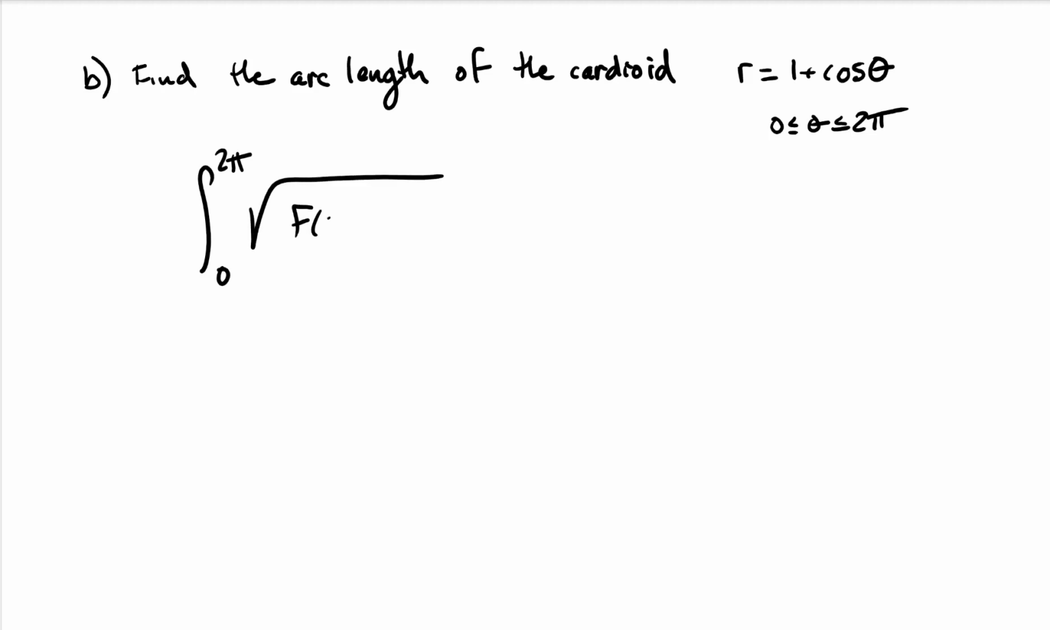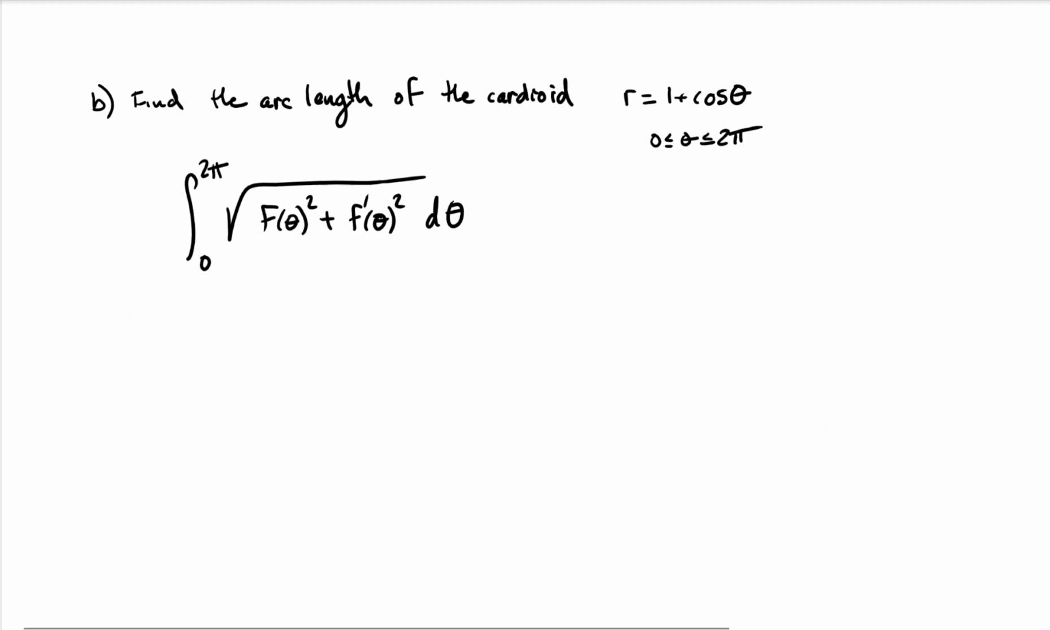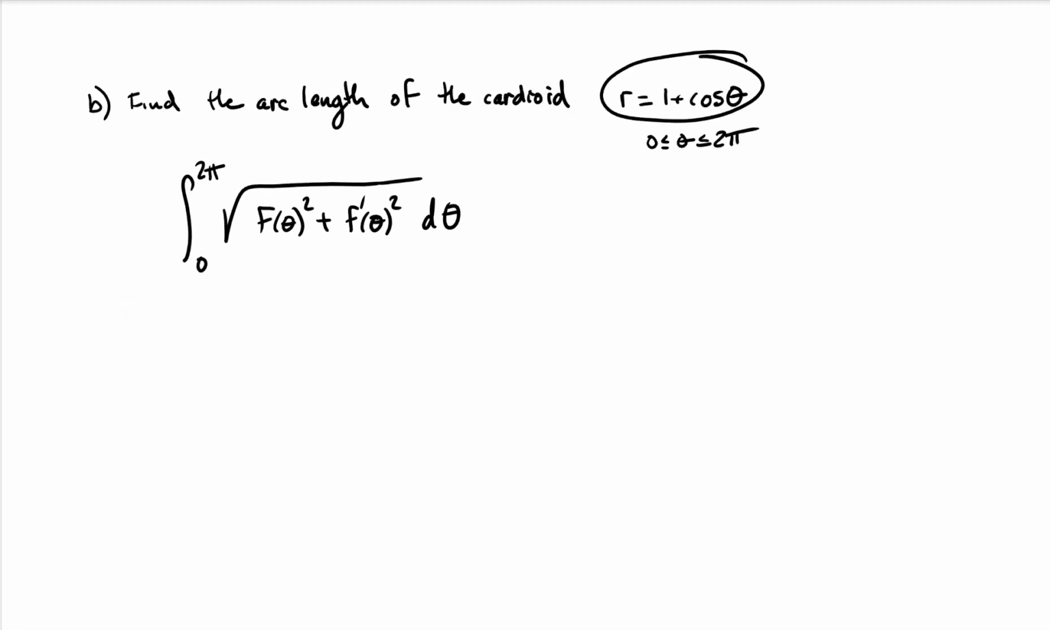So it's going to be our function squared plus its derivative squared d theta. But there's a cosine in our problem. If you don't know what this looks like by now, I don't think you've been watching any of the videos. I think you just jumped to this one because we keep messing with the same one over and over and over. There is our cardioid.